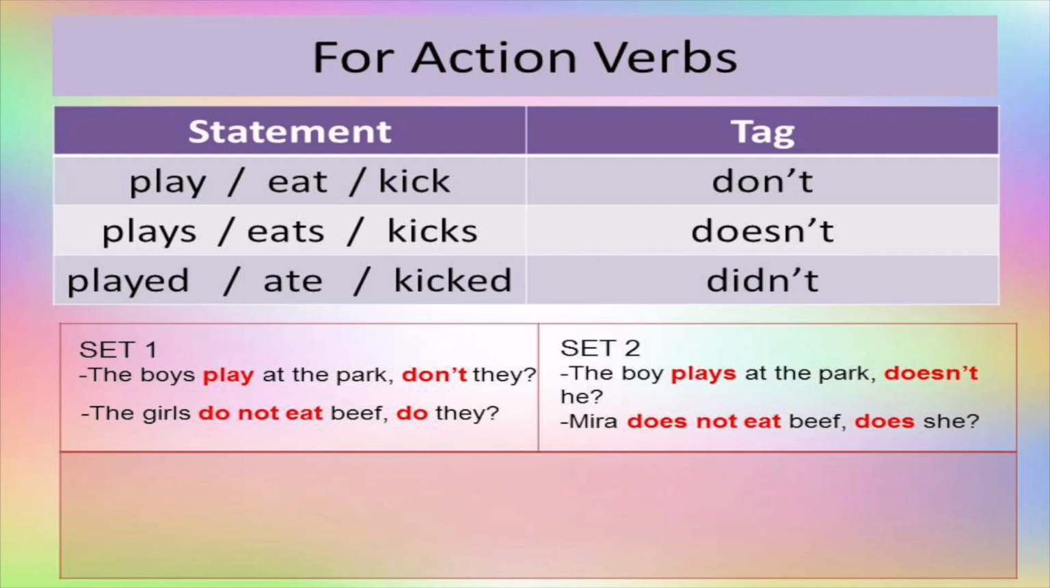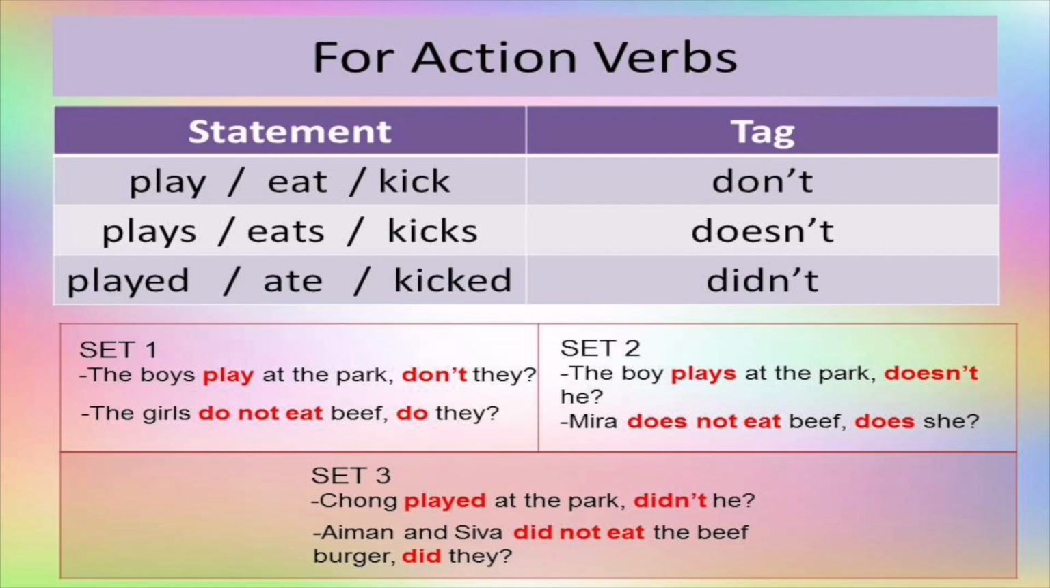And what about negative statement? Mira does not eat beef, does she? Okay, so this is negative statement followed by positive tag. And the last one, Chang played at the park, didn't he? So played here is a past tense, so it must be followed with the word didn't he. What about this one? Aiman and Siva did not eat the beef burger, did they? So did not eat is negative statement, must be followed with a positive statement.